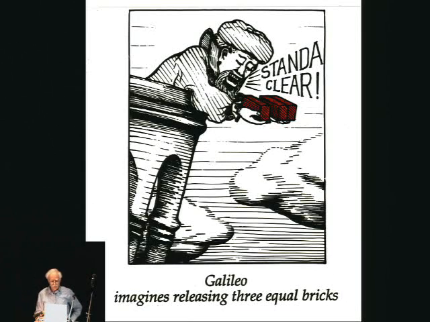But so I imagine Galileo imagining himself at the top of the Leaning Tower with 3 identical bricks. And since they're identical, any result with them should be invariant under the transformation, permutation of the bricks. In particular, if you drop the 3 bricks, there's no reason for one of them to reach the ground before any other.